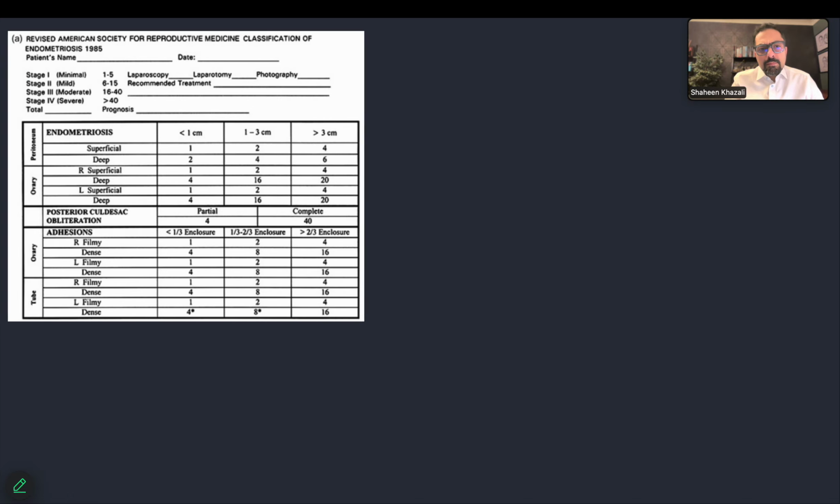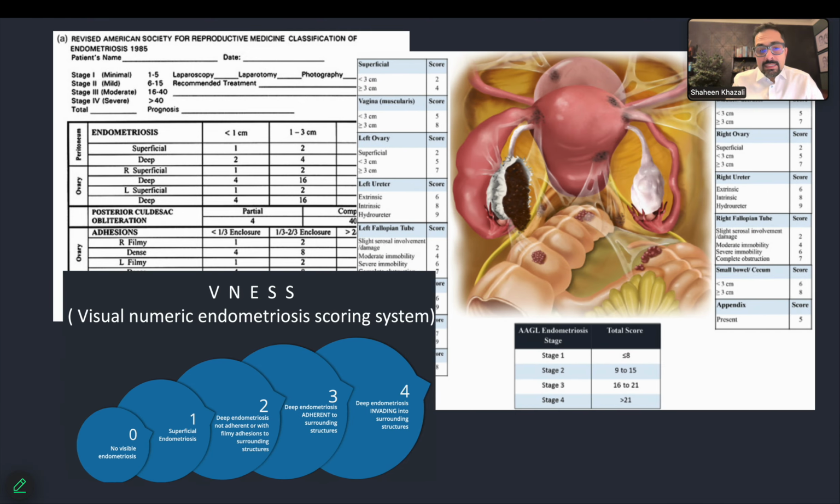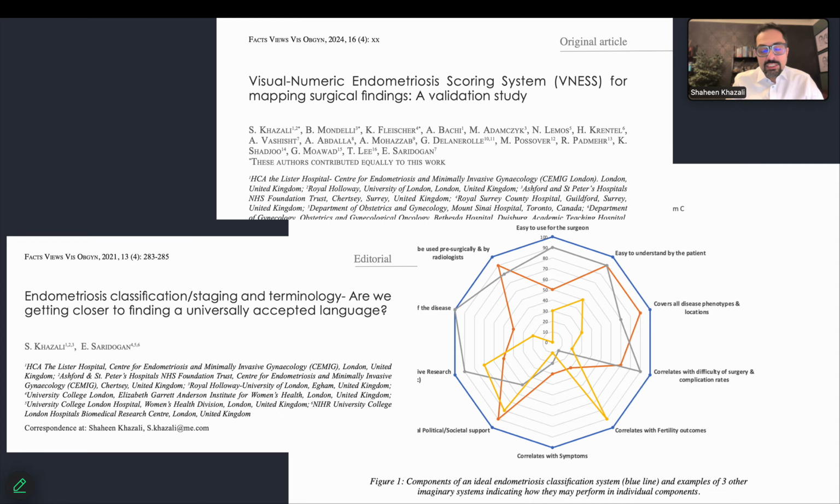But what's the use for us? As you know, the staging of endometriosis has always been something of a challenge. You're familiar with various endometriosis classification systems. This is an editorial that Professor Saridogan and I wrote in FVVO a couple of years ago about the idea that perhaps what we need is a unified language for endometriosis. And sometimes one staging system is not enough to cover all aspects of the disease, and perhaps we need more. But of course, that's difficult because it's time consuming and sometimes inaccurate.